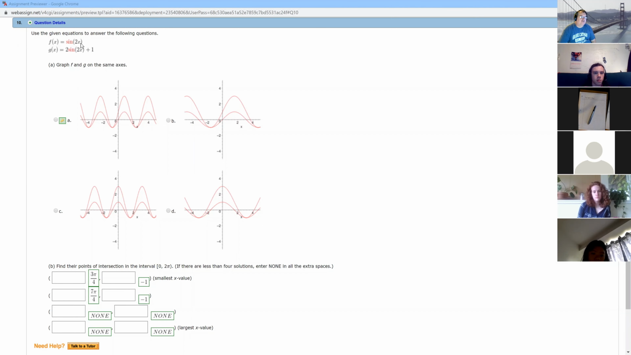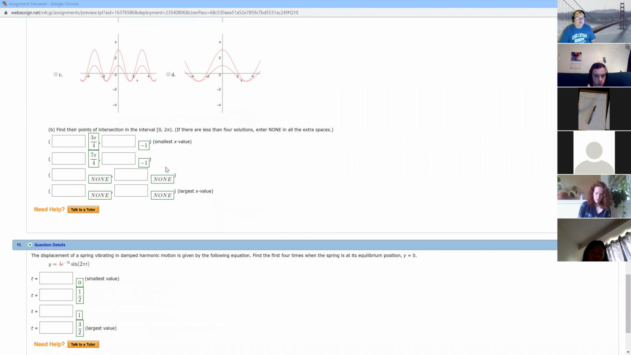You have a function called sine of 2x. You have another function called 2 sine 2x plus 1. And it's got the graphs of them. And if you really were thinking about it, couldn't you just plug them into your calculator and have a look at the picture and see which one matches the picture? You know, adjust the window a little bit and you could do it that way.